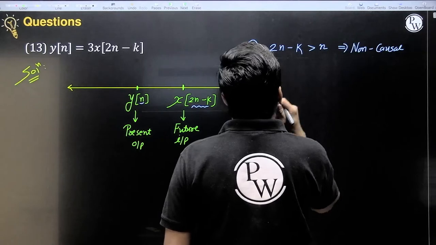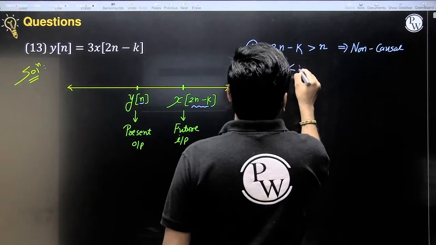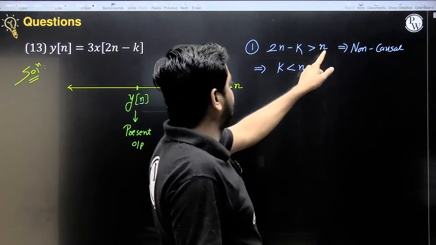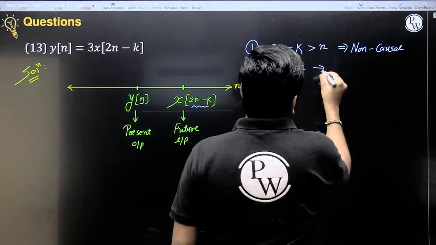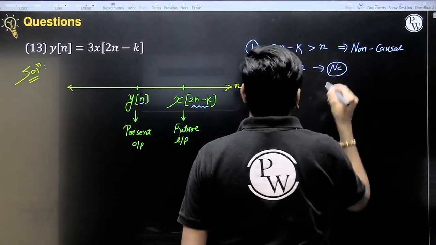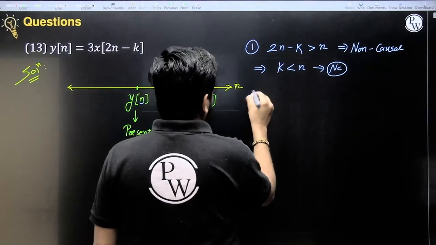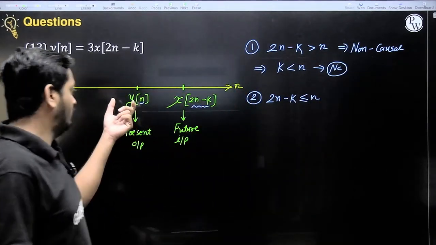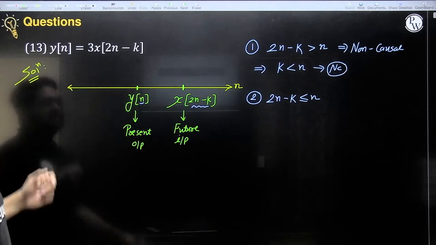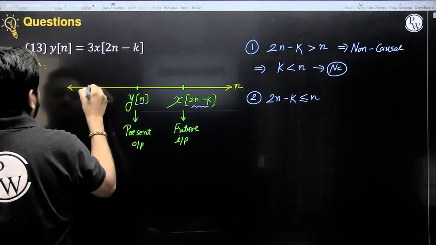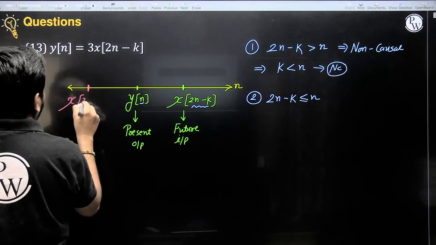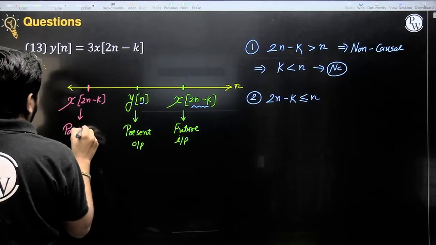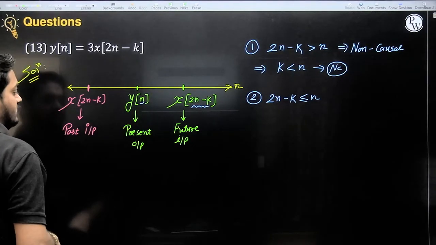So the first condition is k less than n, yes or no? K less than n, and the given system is said to be non-causal. And of course, if 2n minus k is less than or equal to n, then x of 2n minus k will be your past input. In this case the system is always causal.